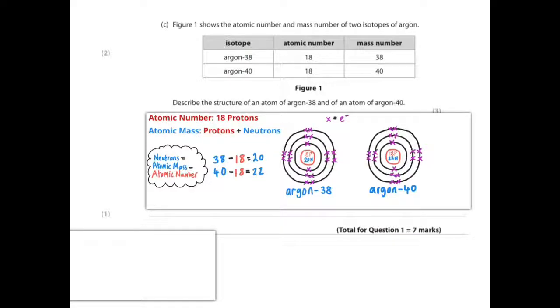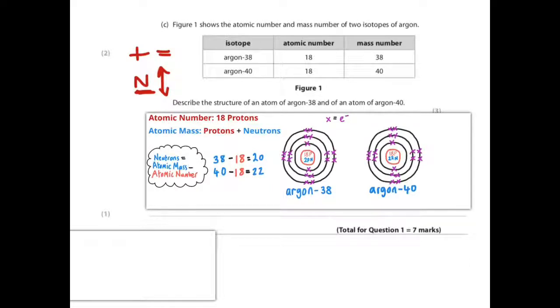Because if you remember, there's only two particles that make up the mass, protons and neutrons. So isotopes are atoms from the same element, so same type of element, but they have a different number of neutrons, not protons. They stay the same, so a different number of neutrons.